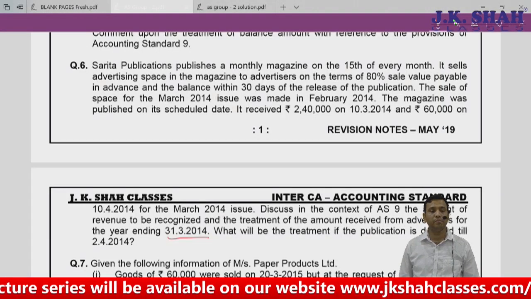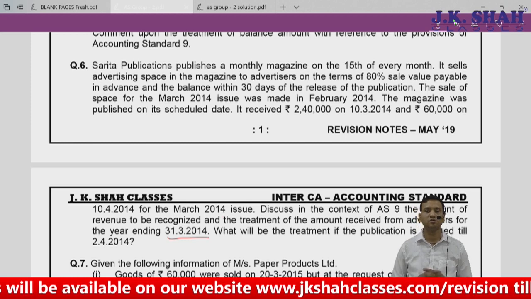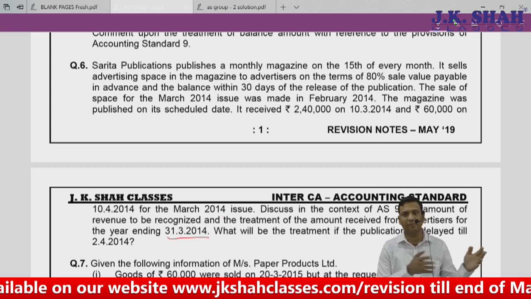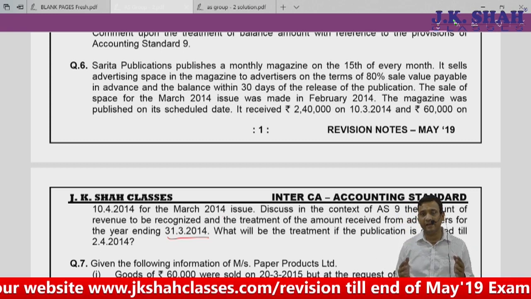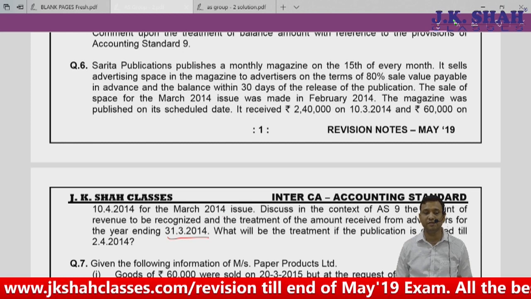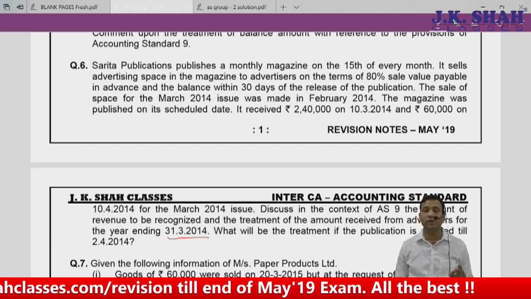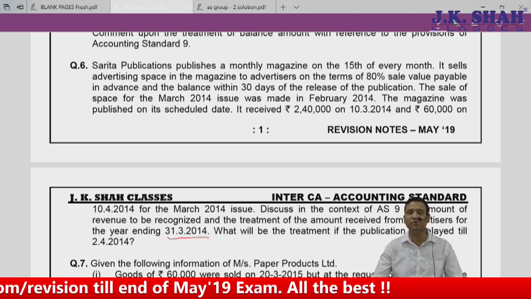Now, this is with respect to rendering of services only. Your publication is nothing but an advertising space that is sold. Advertisers will come and say some advertisements have to be put in this space, that magazine space I have given for advertisement. Now, as per AS 9, revenue from sale of advertisement space is to be recognized only when the advertisement appears, not when the booking amount is received.